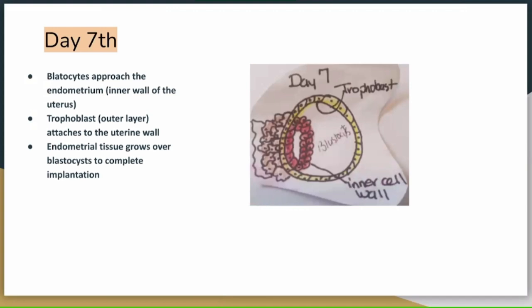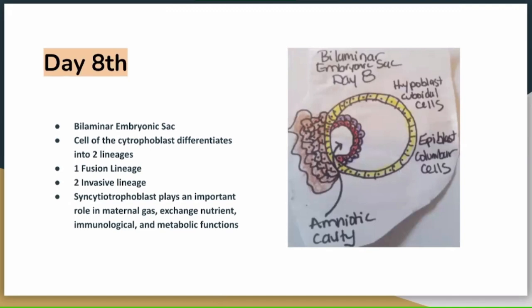Day 7, blastocysts approach the endometrium, and then we have the trophoblasts starting to attach to the uterine wall. Endometrial tissue grows over the blastocyst to complete implantation. During the 8th week, the bilaminar embryonic sac forms, and we have two lineages. One is the fusion, the second is the invasive. The syncytiotrophoblast plays an important role in maternal gas exchange, nutrient, immunological, and metabolic functions.